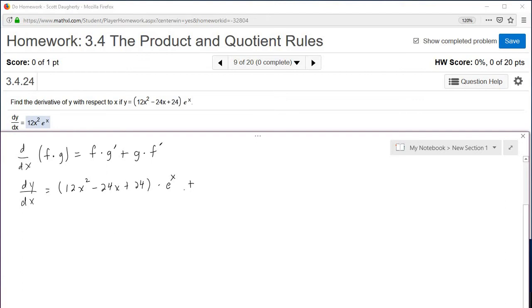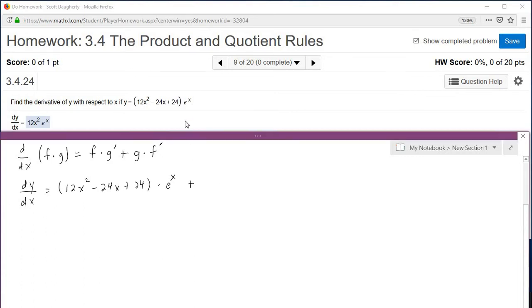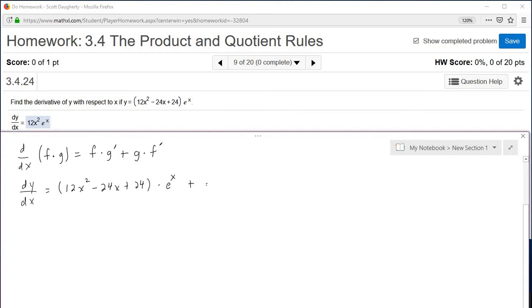Okay, and then plus now the second function times the derivative of the first one. So the second function is e to the x, and then times the derivative of the first function, f prime, and that's the derivative of this piece here. And then I'm going to figure that out on the side. But the derivative of that first function.